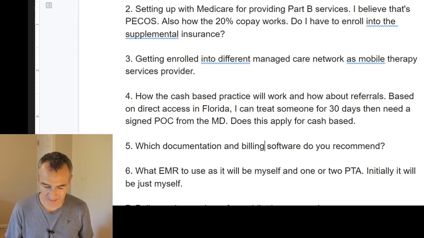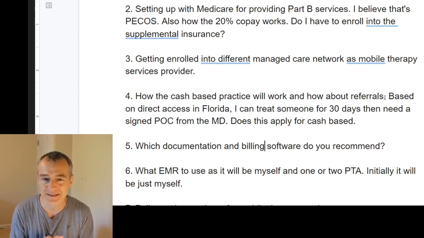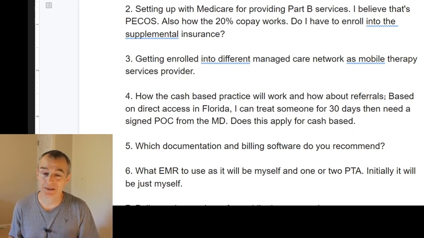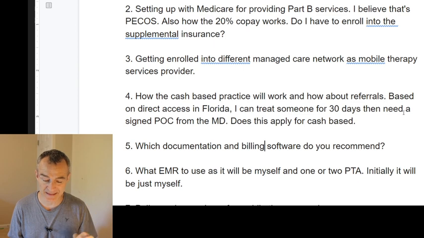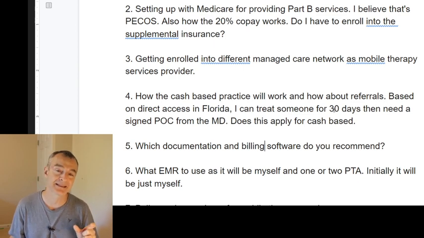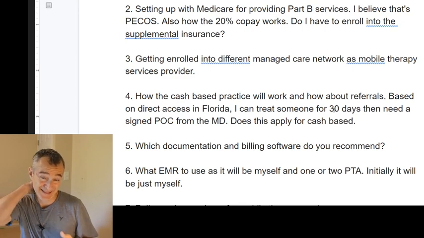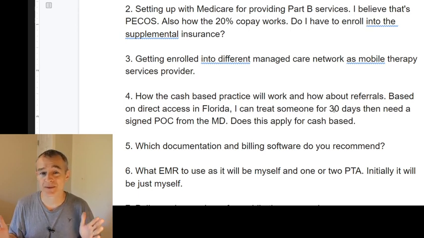How will the cash practice work, and how about referrals? Every state is going to have their own version of direct access. Some are more liberal, some are more conservative. I came from Florida. I haven't practiced in Florida for over a decade, but I can tell you at least back in the day, while yes, it's true you can treat someone for 30 days, if they had already been, at least at the time that I left Florida, diagnosed with the condition that you want to treat, that kind of removed the 30-day guidelines.